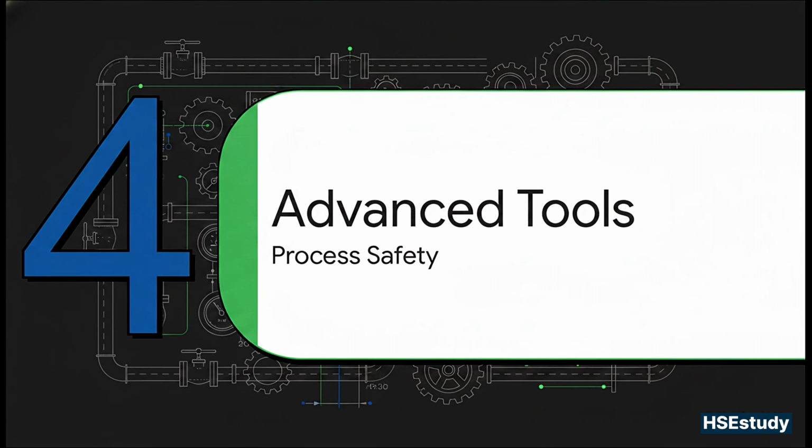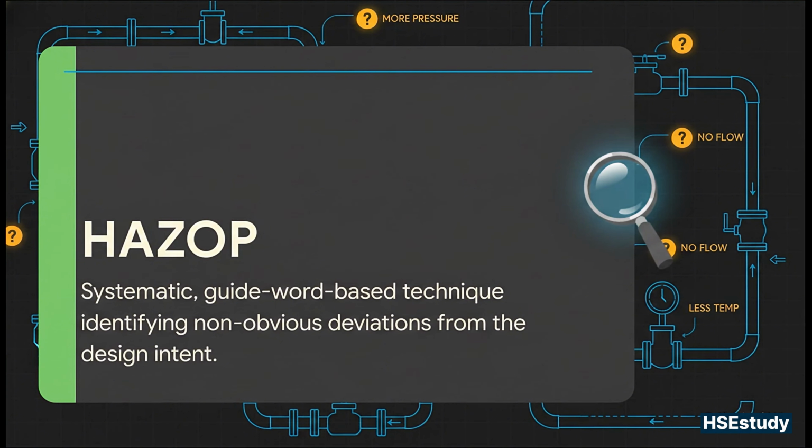Next up, Section 4, Advanced Tools, Process Safety, and Critical Risk. But what happens when you're dealing with massive, complex industrial setups, heavy process engineering, chemical plants, that sort of thing? Well, the heavyweight champion here is HAZOP, the Hazard and Operability Study. This is not just a casual walkthrough.